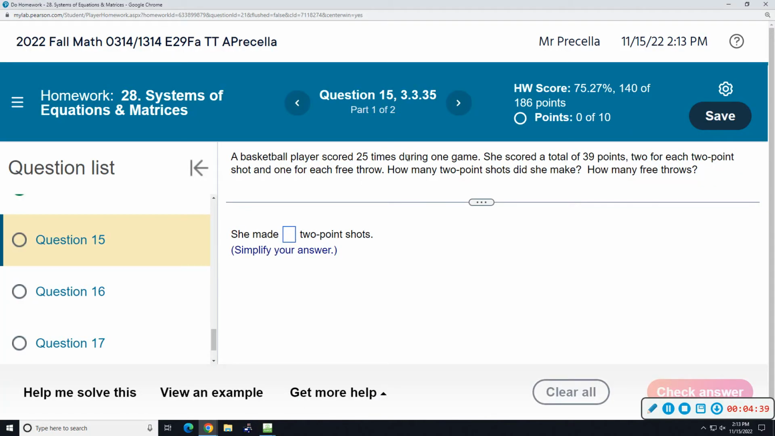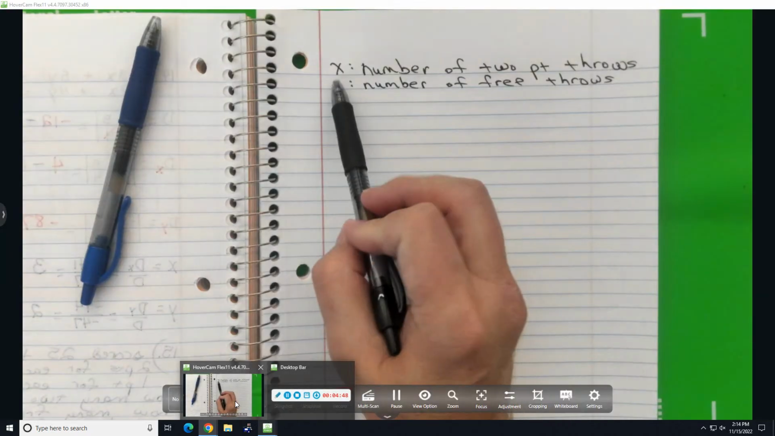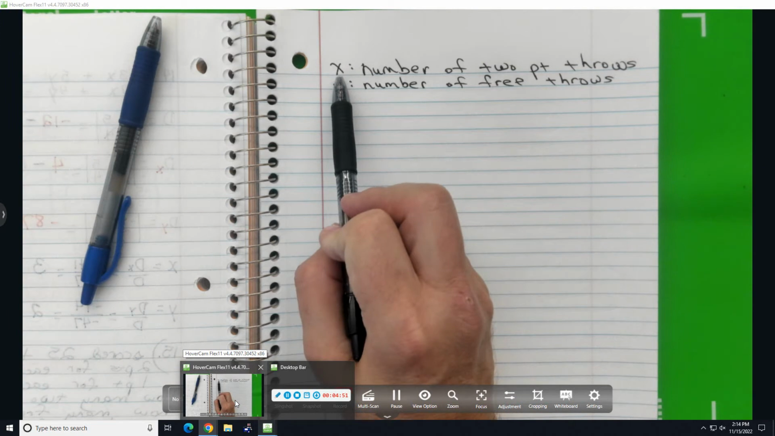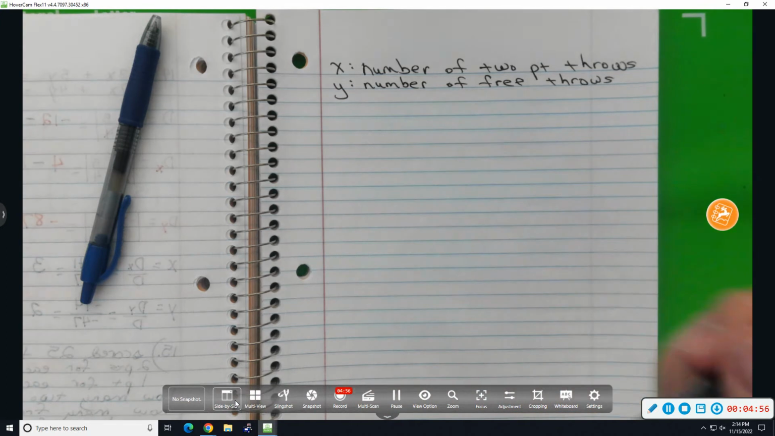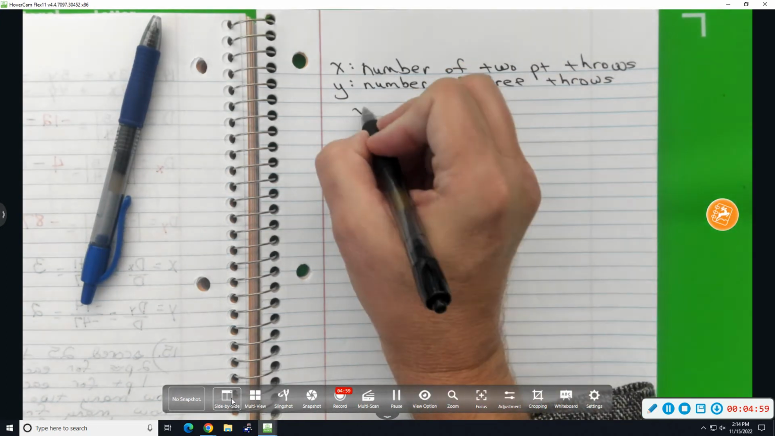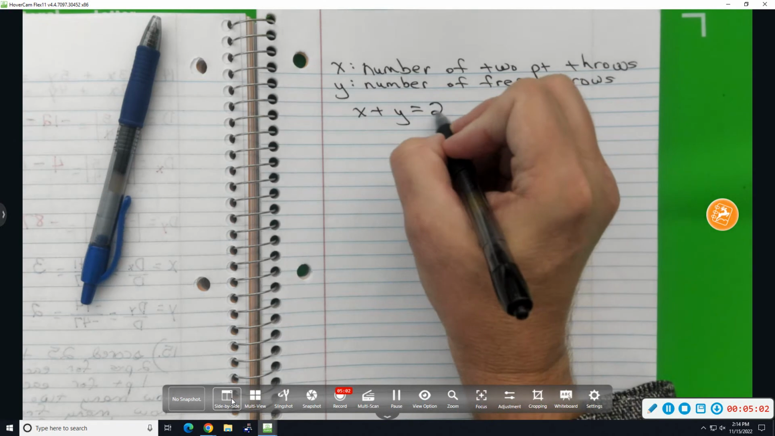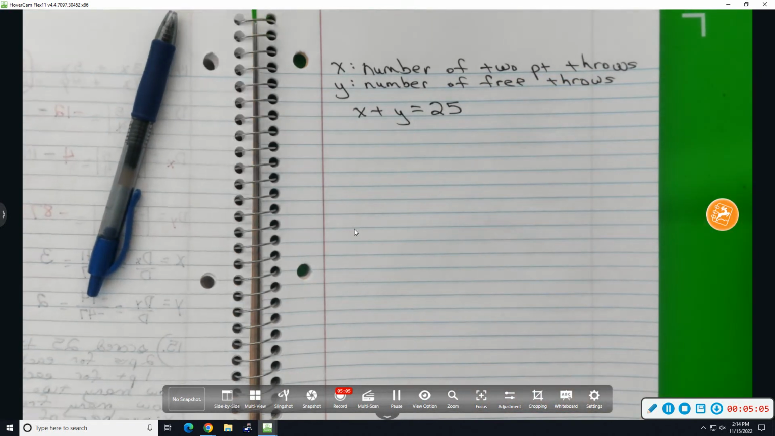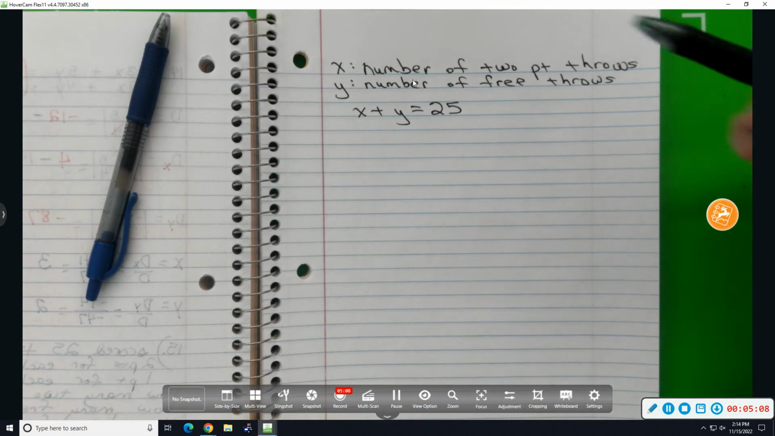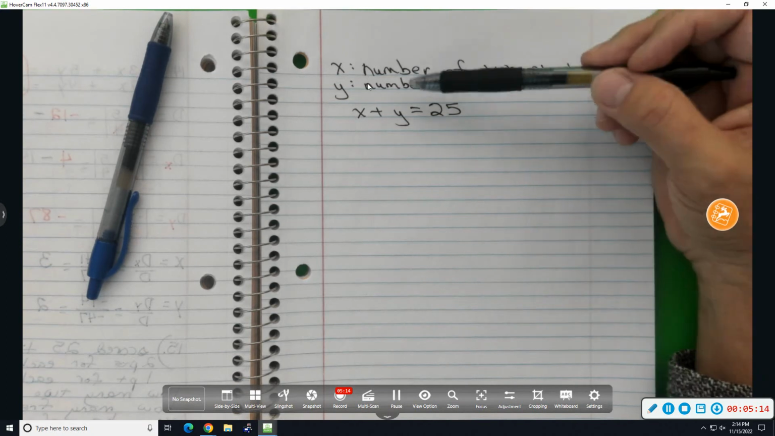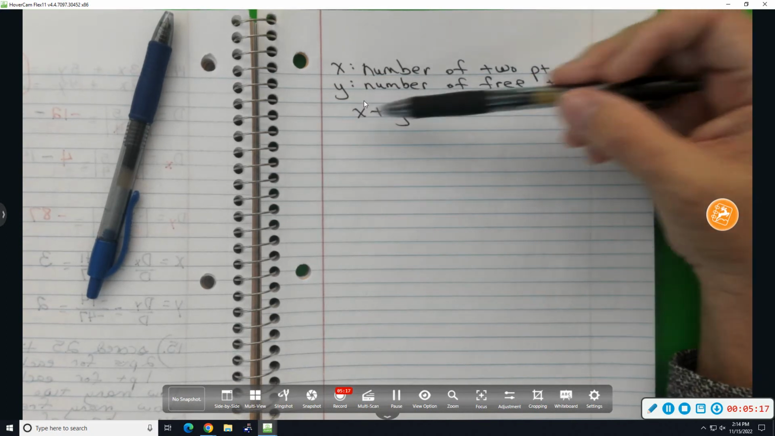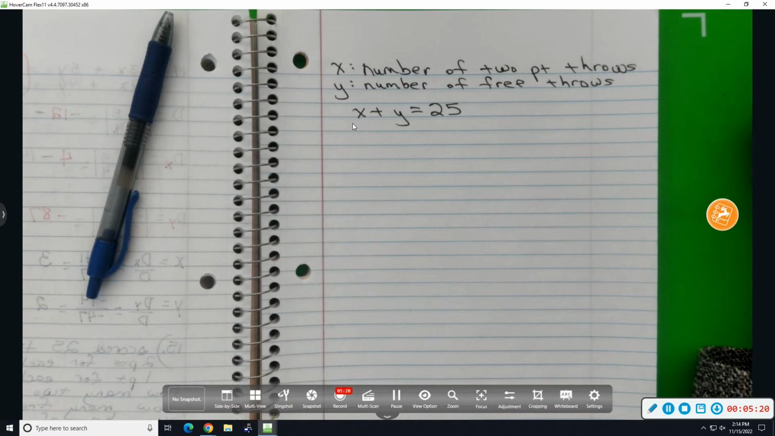The player scored 25 times during one game. I think that's given us 1 equation right off. She scored X 2-point throws and Y free throws. If you add those 2 together, they should equal the number of times she scored. X plus Y is equal to 25. Any questions on my logic there? That's just a result of the fact they told us she scored 25 times. So the number of 2-point throws plus the number of 1-point throws should equal 25 throws. She had a really good game that day.